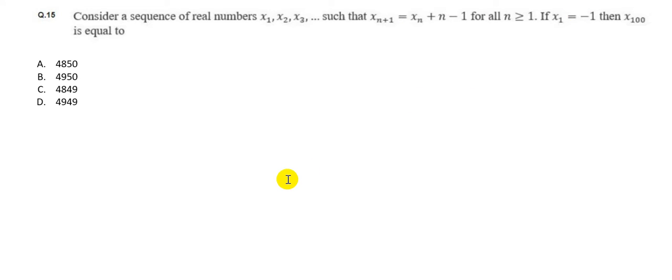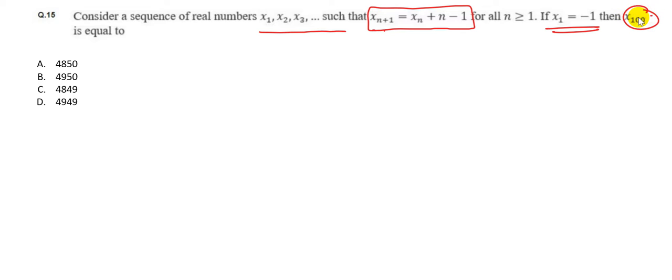We come to question number 15. This one says that we have a sequence of real numbers x1, x2, x3 such that xn plus 1 equals xn plus n minus 1, and x1 is minus 1. We are asked to find x100. Now this is a very common problem that comes very often.